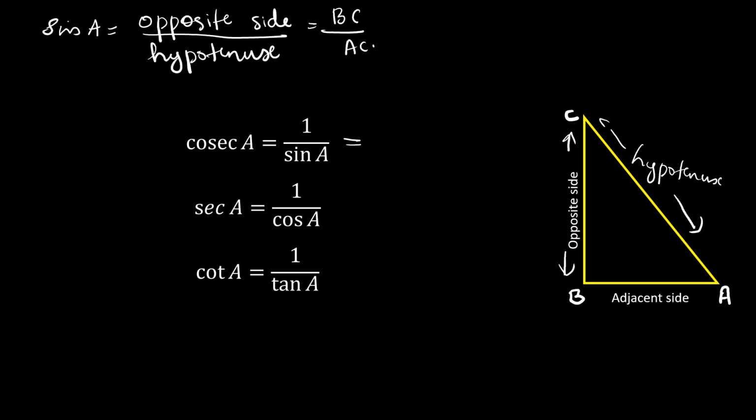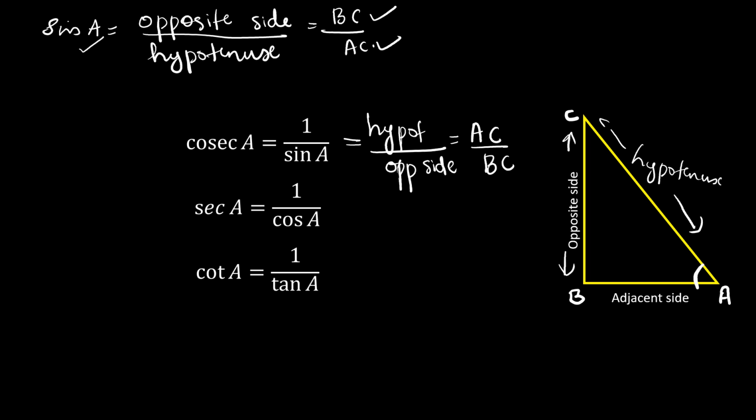So what will be cosec A? That is the reciprocal of sine A, which will be hypotenuse divided by opposite side, that is AC divided by BC. That is cosec A, the reciprocal of sine A.